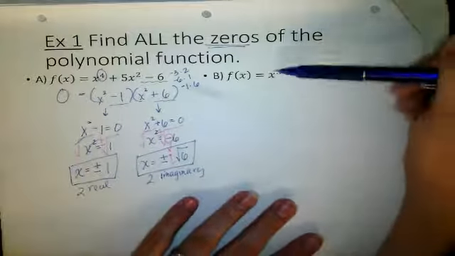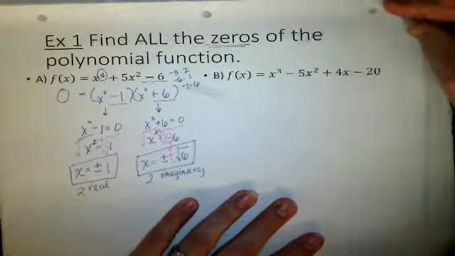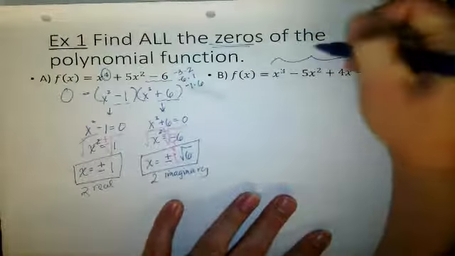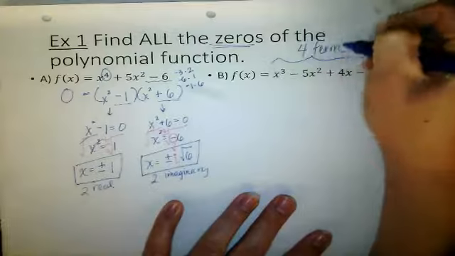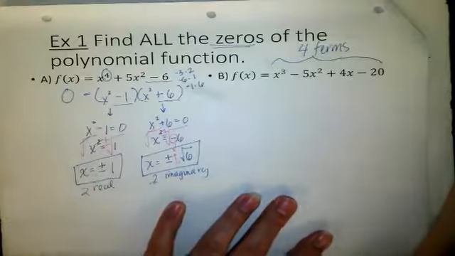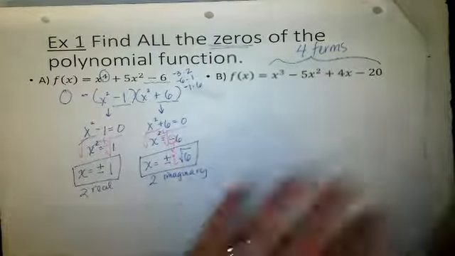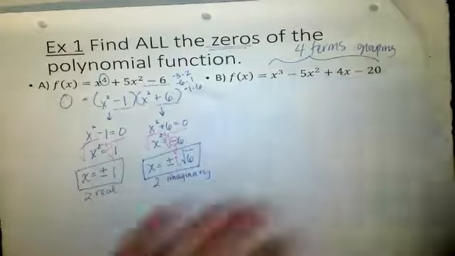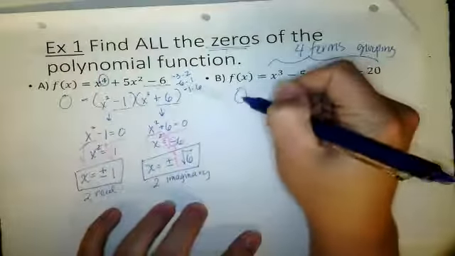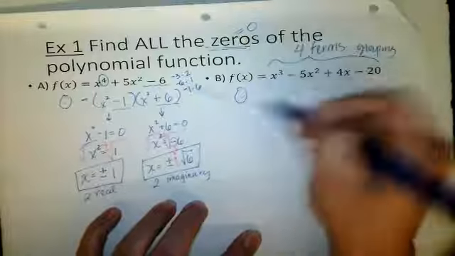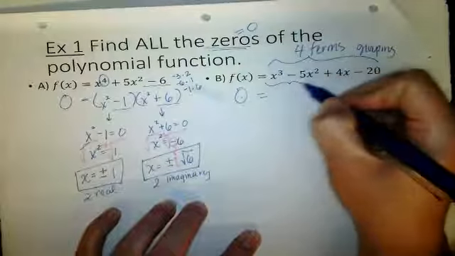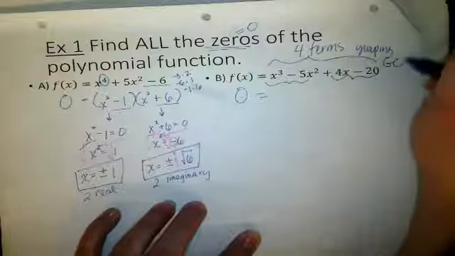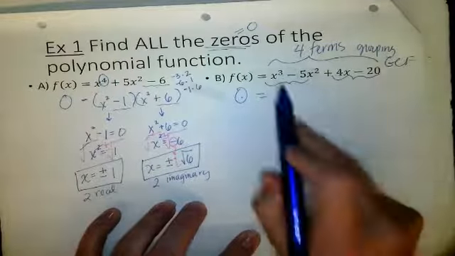Here, letter B, x cubed minus 5x squared plus 4x minus 20. How many terms do we have here? 4 terms. And if we have 4 terms, we are going to try to do factor by grouping, which we were just tested on. So again, we're finding the zeros, and that's when our polynomial is equal to 0. So we are going to group and basically look for the GCF over and over again.